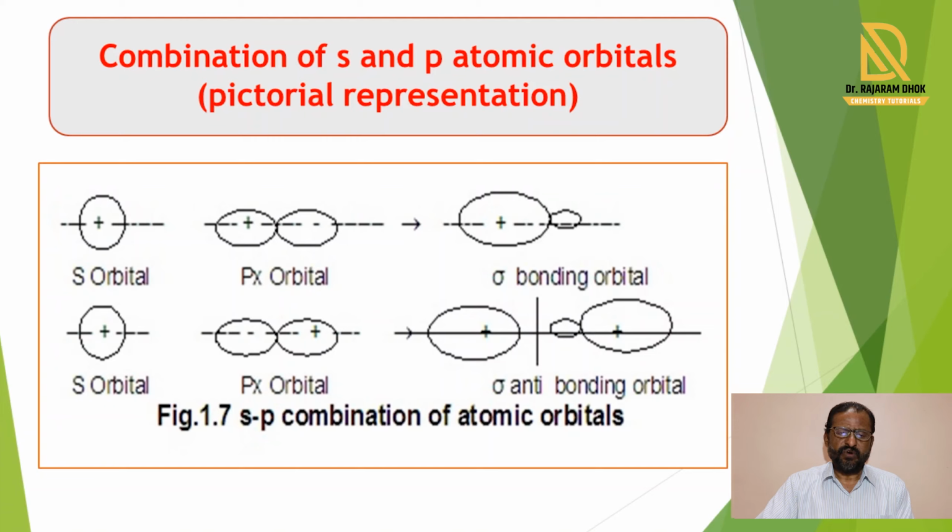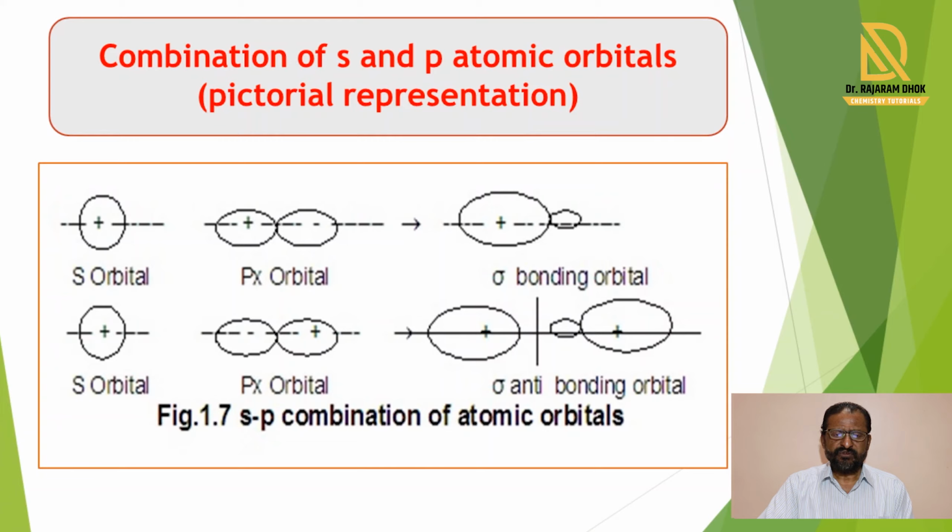Now the next combination of atomic orbitals is s and p. There are three types of p orbitals: px, py and pz. One p orbital is along the x axis, the second p orbital is along the y axis, called py, and the third p orbital is along the z axis, called pz. All three p orbitals are perpendicular to each other, while the s orbital is spherical.